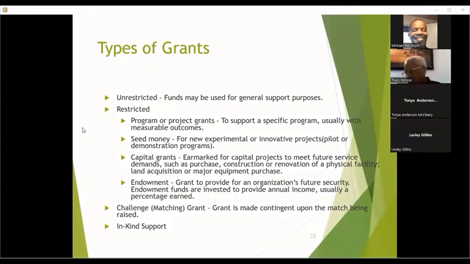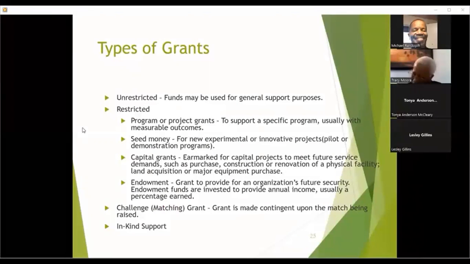Okay, good. Then the next type of funding is what's known as seed money. Seed money is when you have a new project that you want to get started, or a pilot or demonstration program. Seed money is also when you're trying to go for a grant to start your organization, for example, for the CEO position. Seed money can be used for that or to build capacity as well.